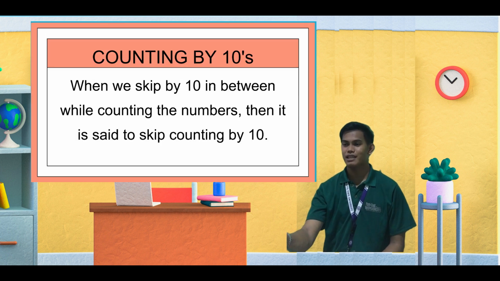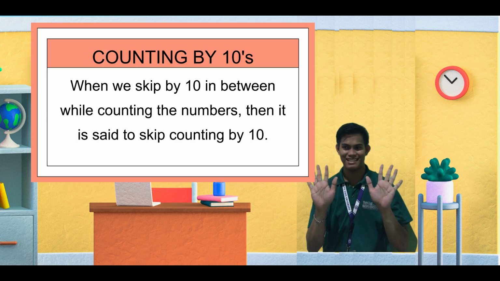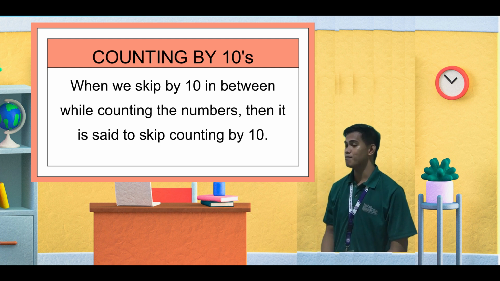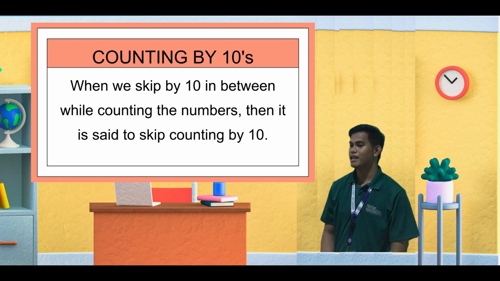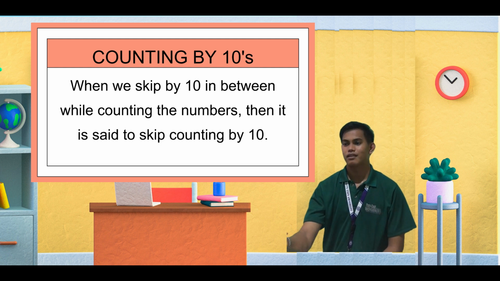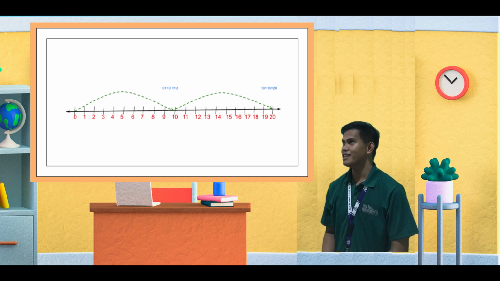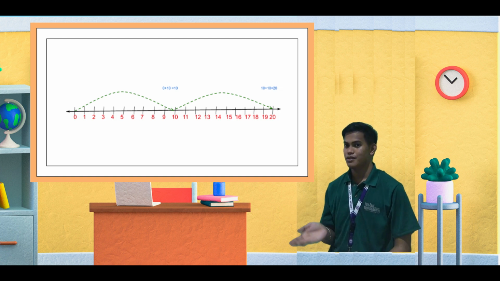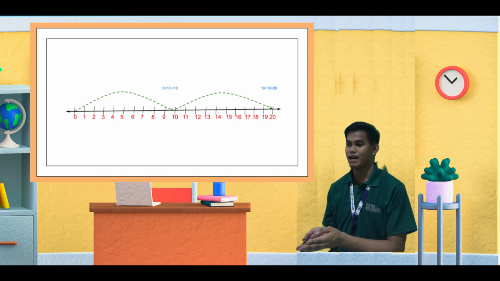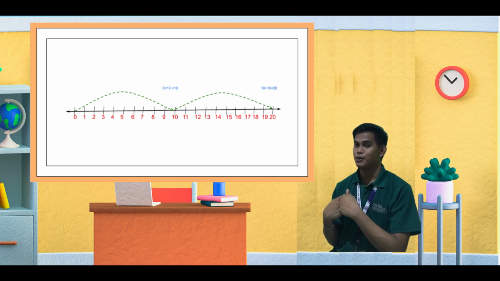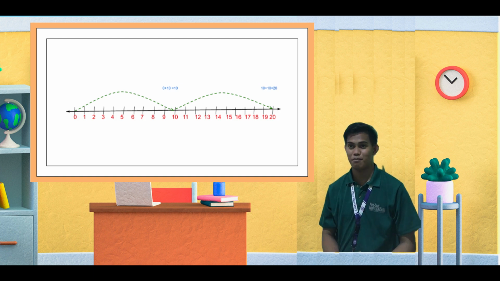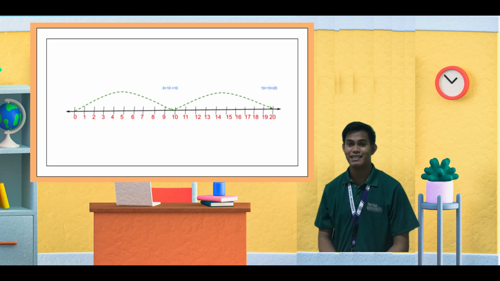So now let's proceed to skip count by 10s. When we skip by 10 in between while counting the numbers, then it is said to be skip counting by 10. So we have here a number line on how to skip count by 10. First, we're going to start from the number 0. Then we skip count to the number 10. To skip count to the number 10, we're going to add 10 to the previous number. So 0 plus 10 is equal to 10.